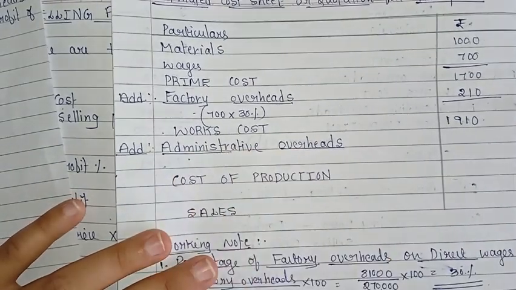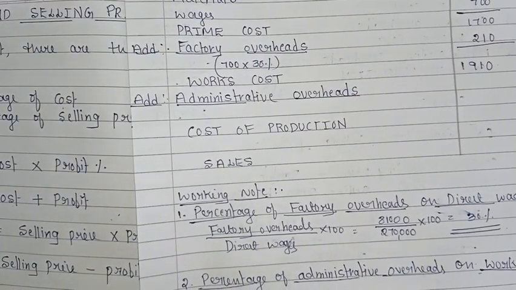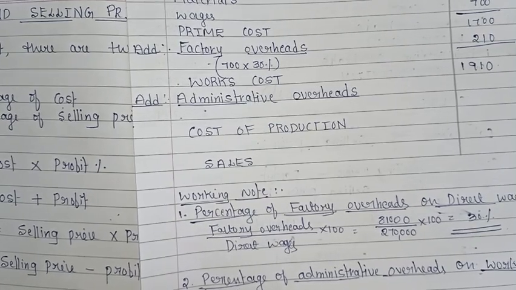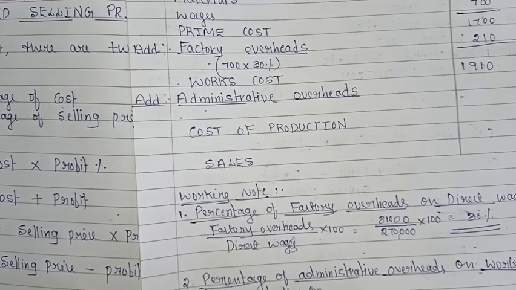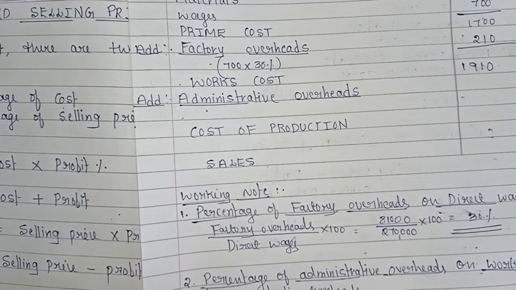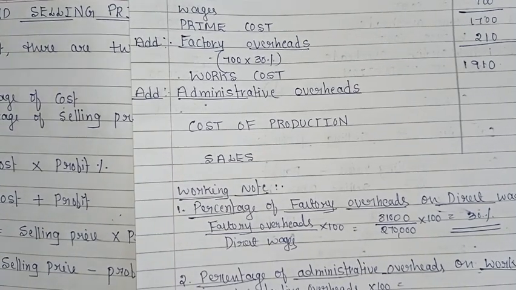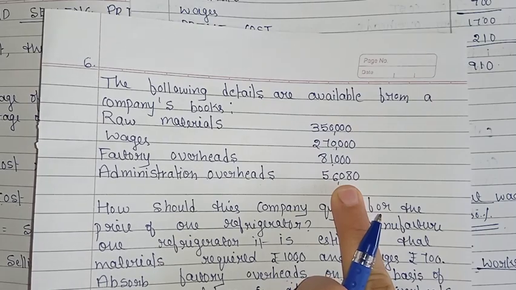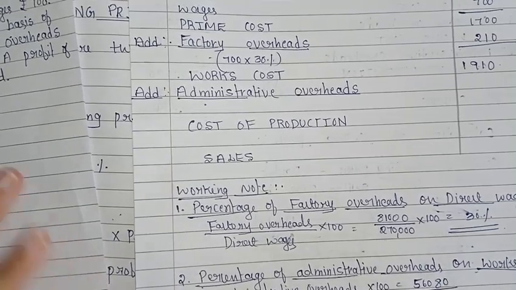Now next one is administrative overheads. Here they said administrative overheads on the basis of works cost. What is the formula? Administrative or office overheads on works cost into 100. Administrative overhead, that is equals to rupees 56,080. 56,080 divided by works cost.